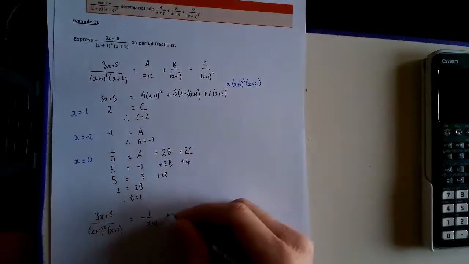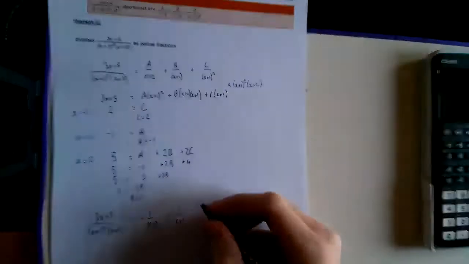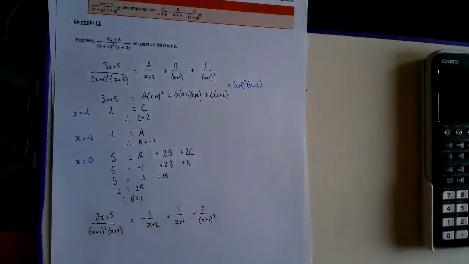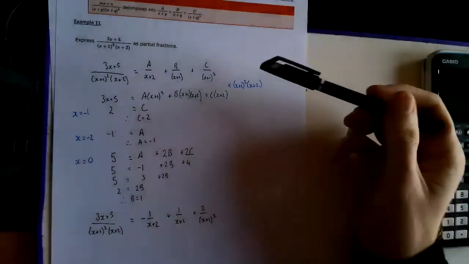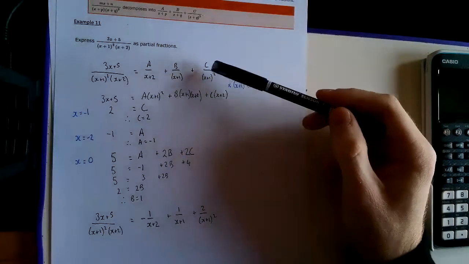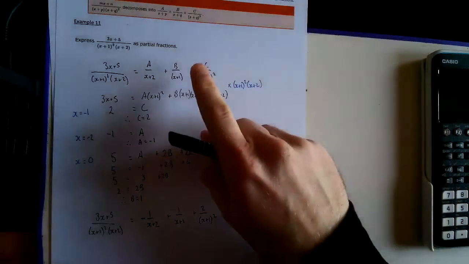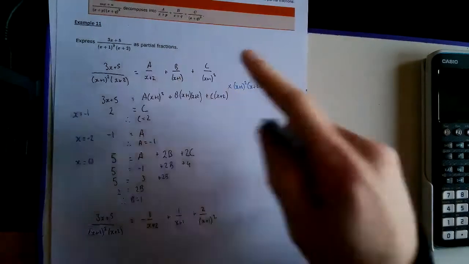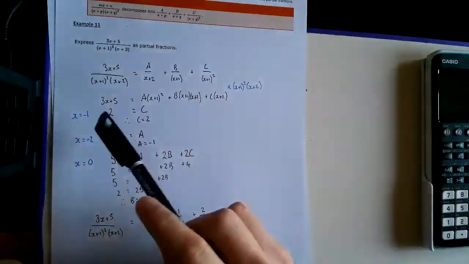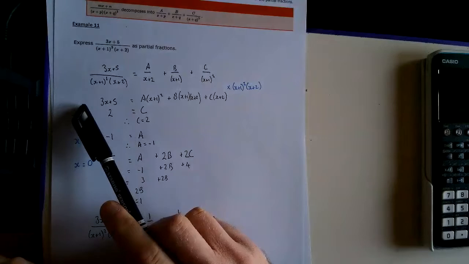B was 1, so 1 over x plus 1. And C was 2, so 2 over x plus 1 squared. Now, the important bit, why we needed the x plus 1 squared, is if I didn't have that term there, then when I times it by this, I wouldn't be able to get my linear term here.